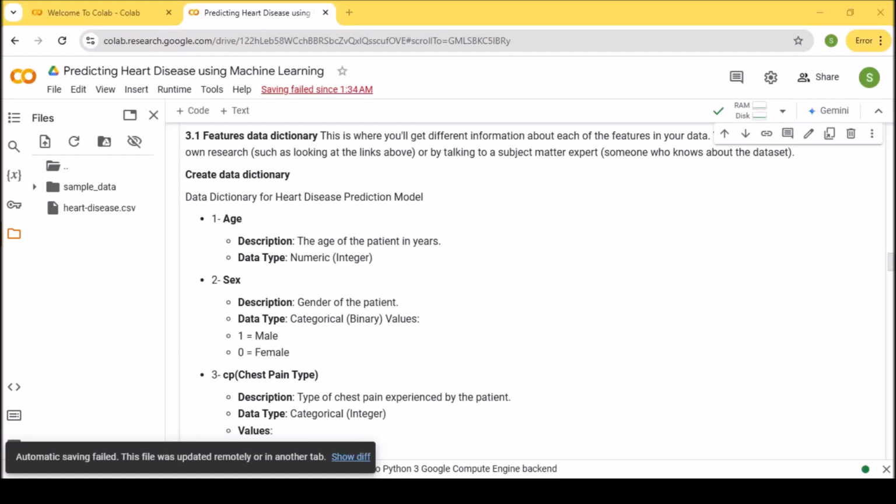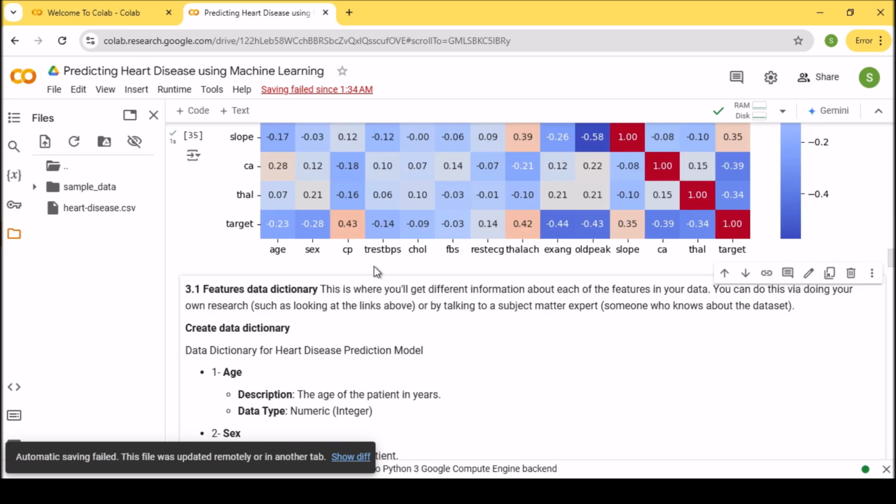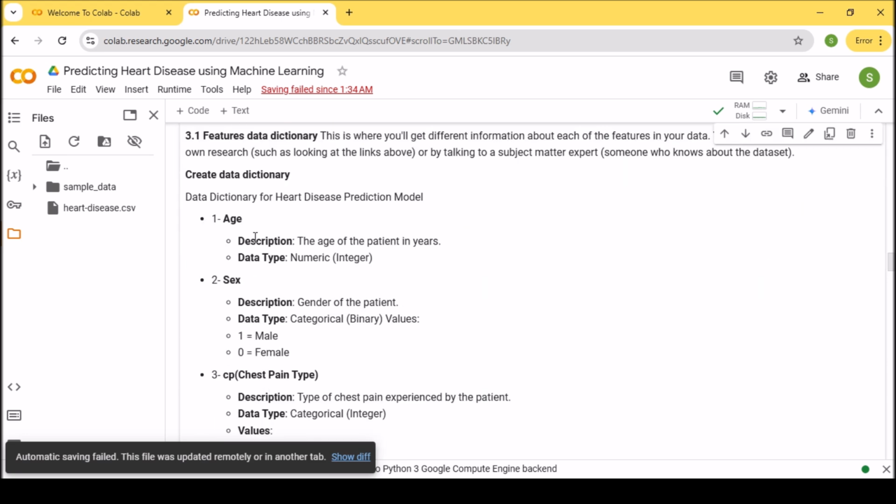So as we discussed in the last session about the importance of creating a data dictionary, so we can understand what each of these values that we have on our model represent. So we'll show each of these variables or each of these features with their description based on the research that I have made. Also to describe their data type.